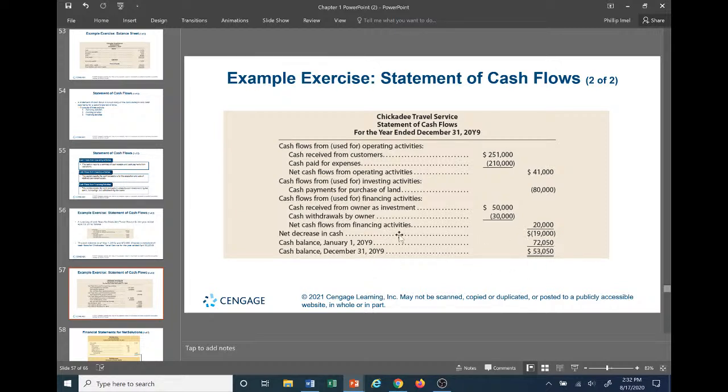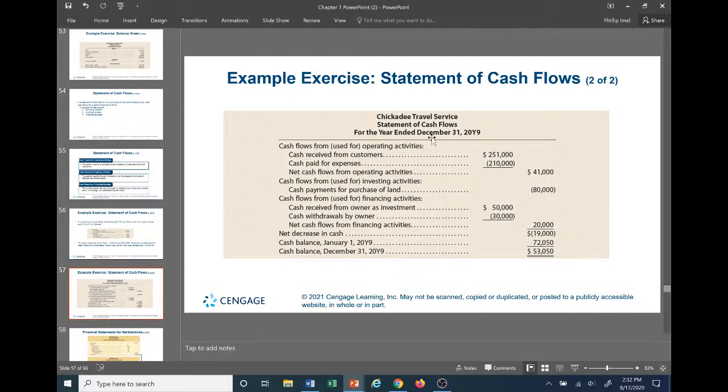And that is merely just the net decrease or increase in cash. In this case, it's a net decrease. We want to add that to the beginning balance, and then at the end, it'll give us the net result of what the cash balance will be at the end of the year right here. So that's the statement of cash flows.